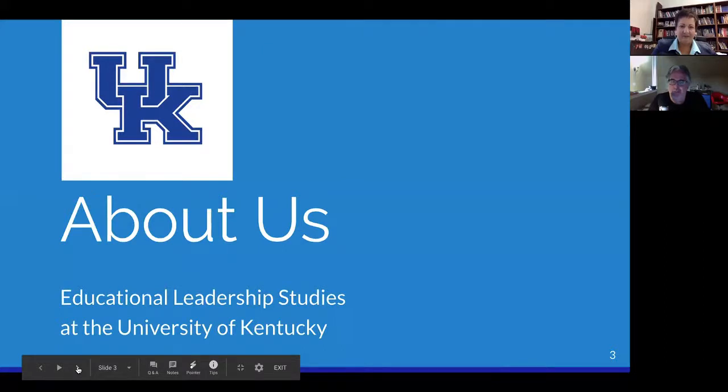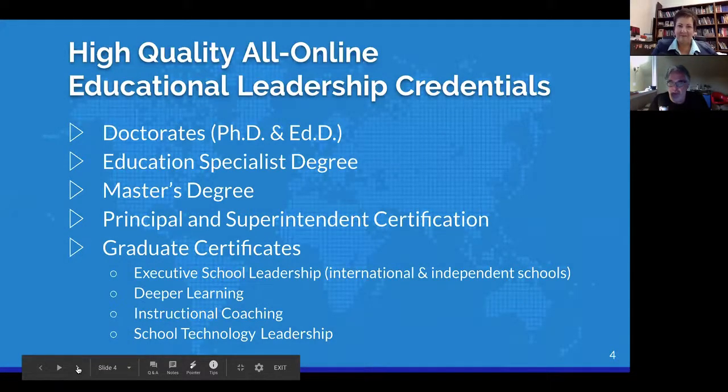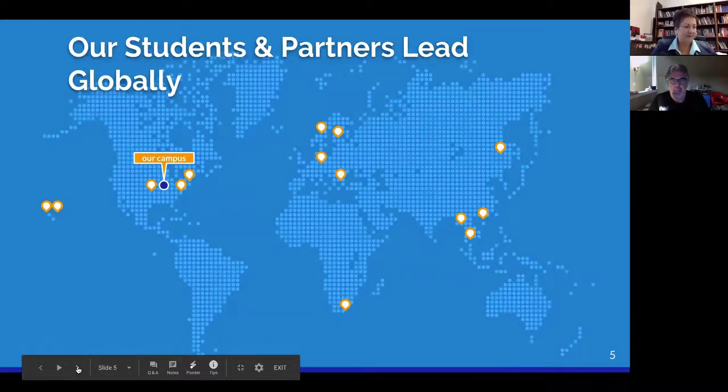So a little bit about us, the Educational Leadership Studies Department at the University of Kentucky. We are a department offering high-quality online educational leadership credentials, ranging from doctorate degrees to education specialist degrees, down through principal and superintendent certification, and some graduate certificates. A new one, which may be of interest, is our Executive School Leadership Certificate, which focuses on credentialing for international and independent schools. Because our program is all online, our students and our partners are leading globally. Our campus is in Lexington, Kentucky, and our students are far-flung from Hawaii to Beijing, from Ho Chi Minh City to Finland, with partners in South Africa, all reaching in to us to get a good quality education with our programs.